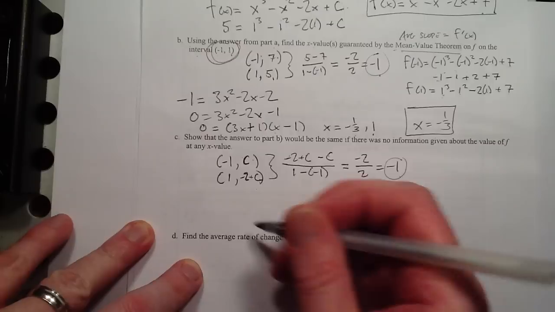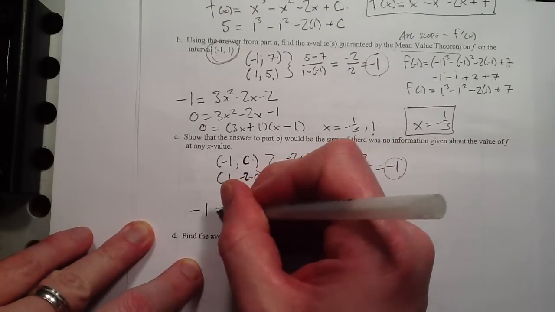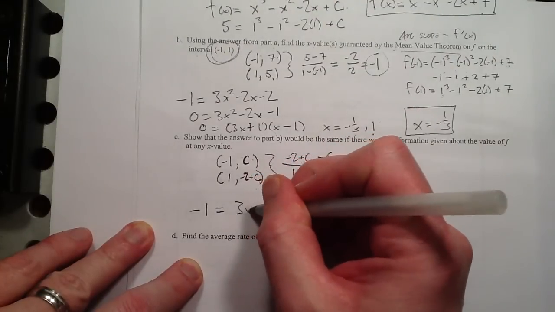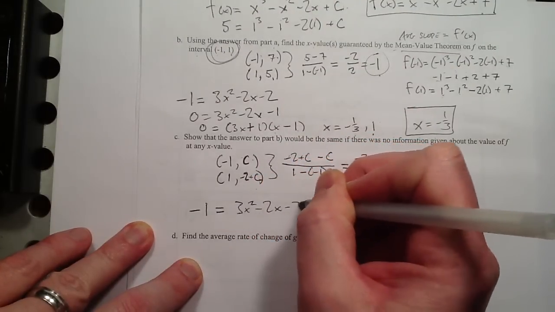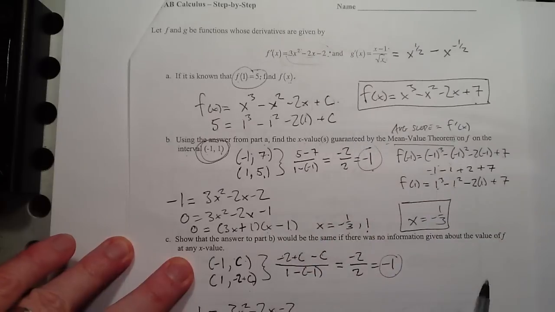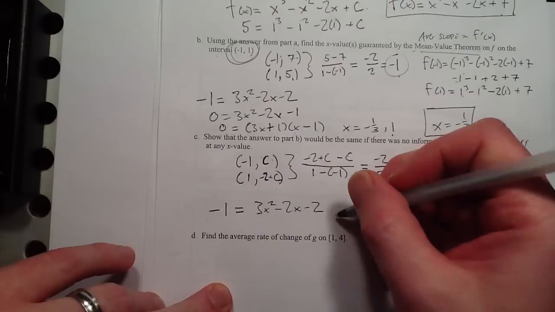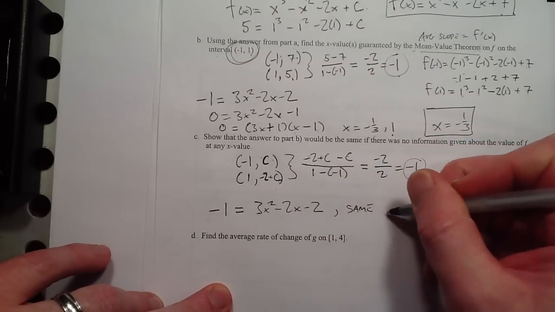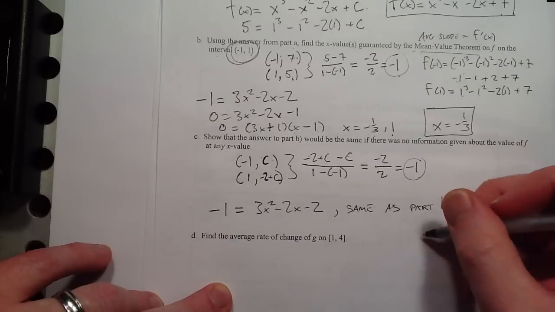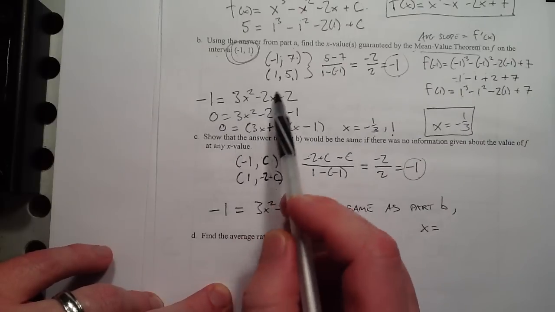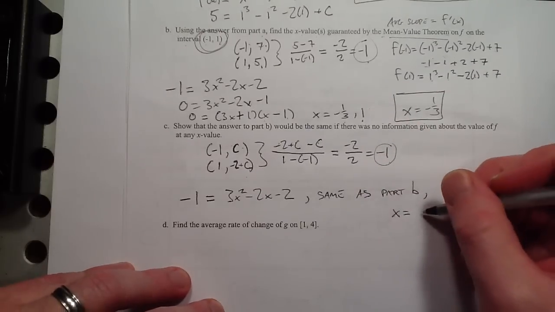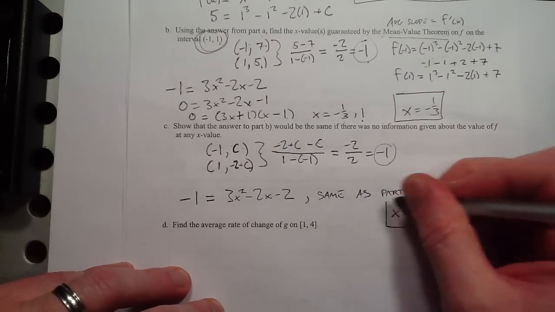And now we want to set that equal to the slope, which is 3x squared minus 2x minus 2, right? That's our slope from up here. And of course the slope didn't have the plus c in there, so from here the work is the same as part B. This is exactly the same equation that we solved in part B. So you don't have to do that again. It would be negative 1/3. We'd get the two answers, only one of them is inside the interval.